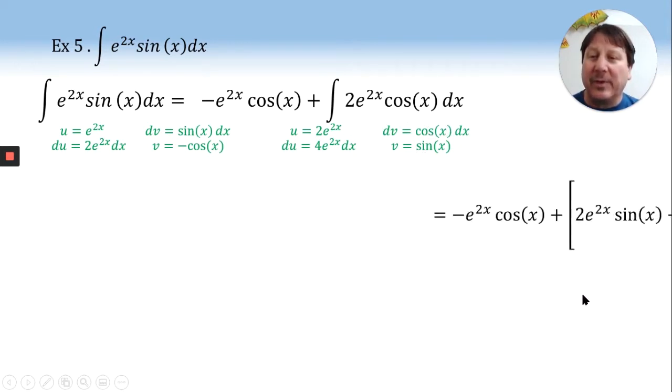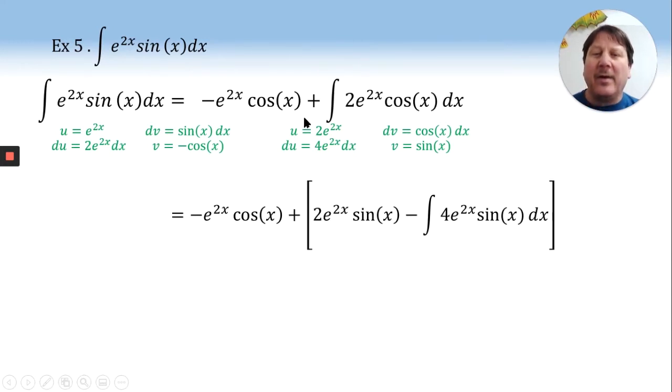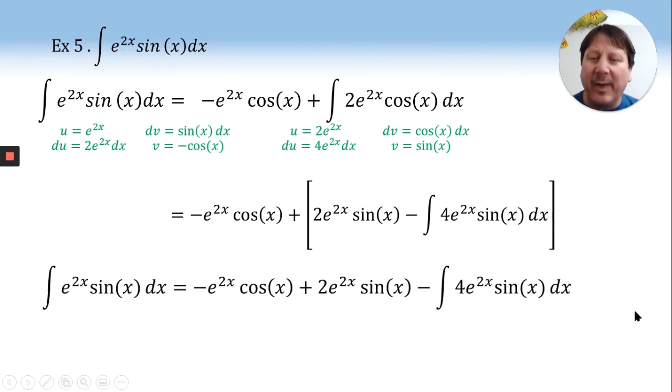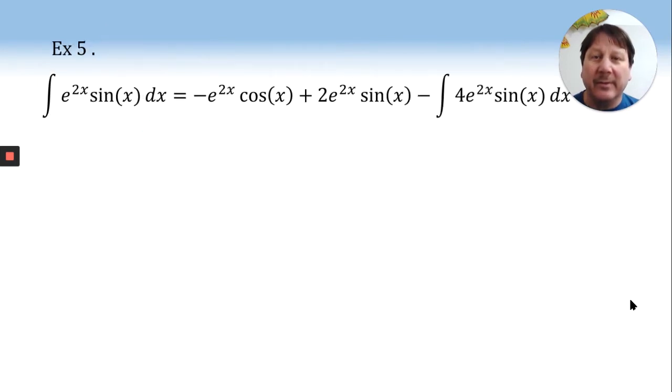And so we'll go ahead and substitute in u times v minus the integral of v times du. There we go. Kind of simplify that out a little bit. Looks like we are just going around and around in circles. We're ending up with a sine of x just like we had before. e to the 2x sine of x. We're not making any progress whatsoever. Or are we?